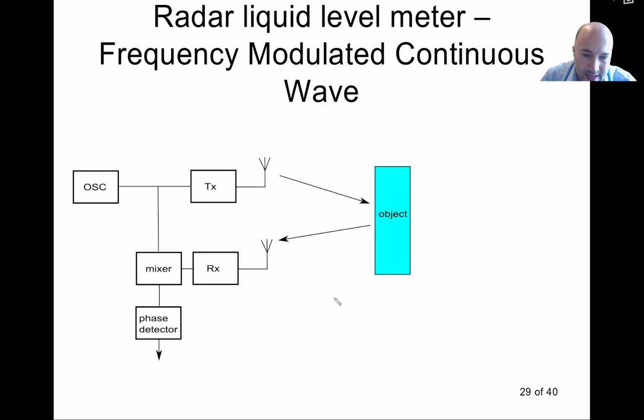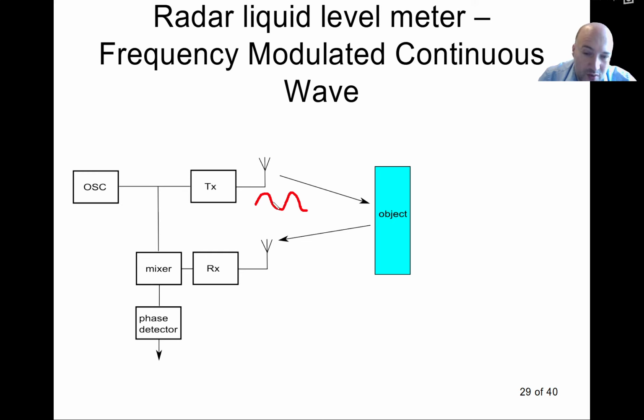And one way how to do this is so-called frequency modulated continuous wave. You will find it also as FMCW. And FMCW is very common in distance measurements and also in liquid level measurements. How does it work? You can see that it's telling us it's a continuous wave. So we are not transmitting a short signal pulse, something like this. That's not what it's doing. But in FMCW, we are transmitting a continuous wave.